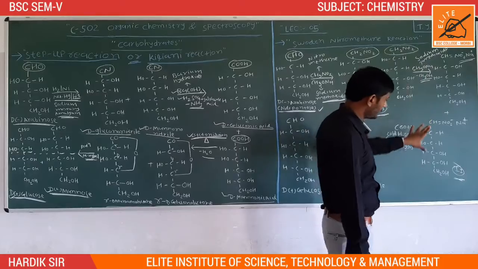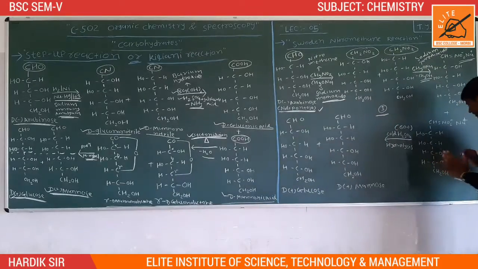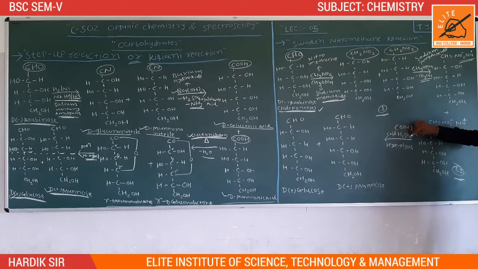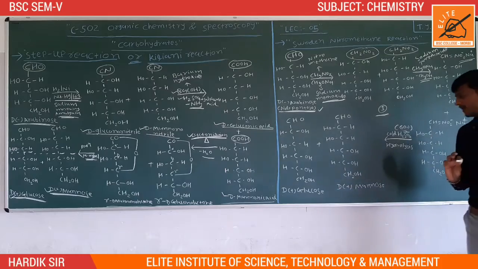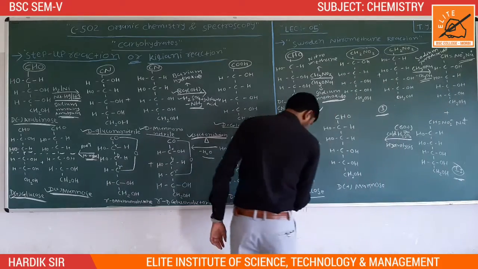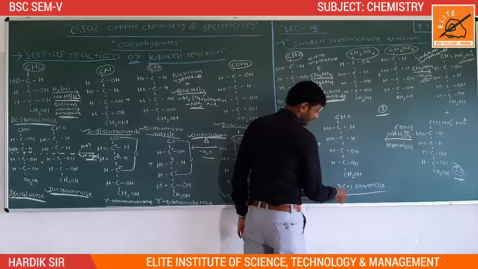And this second intermediate is reacted with cold H2SO4. This is sulfuric acid in a cold condition, with a concentration of 60%. With 60% cold H2SO4, by the hydrolysis process, finally we form D-plus-glucose and D-plus-mannose. This is our final product, D-plus-glucose and D-plus-mannose.